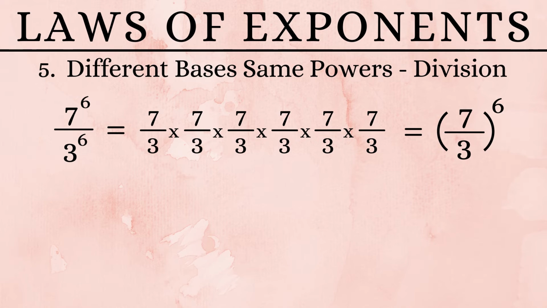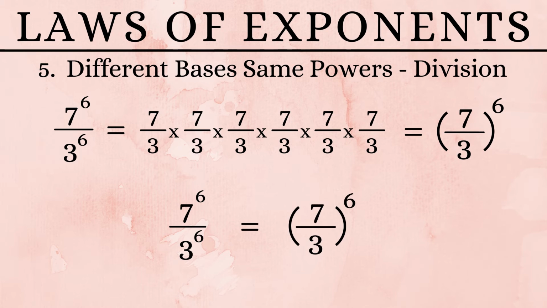Now coming to our law. When we have division of two terms with the same exponent and different bases, we can keep the exponent as it is and only do the division of the bases. So 7 to the power of 6 divided by 3 to the power of 6 becomes 7 by 3 whole to the power of 6.